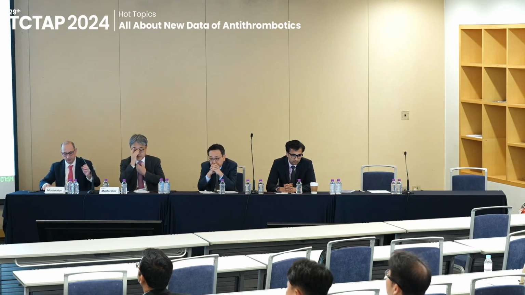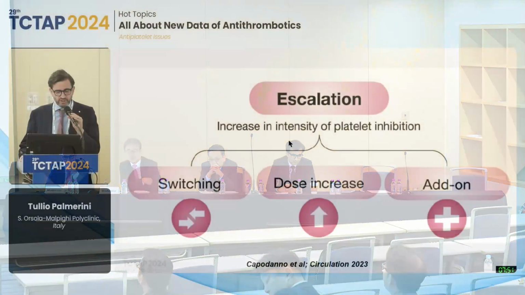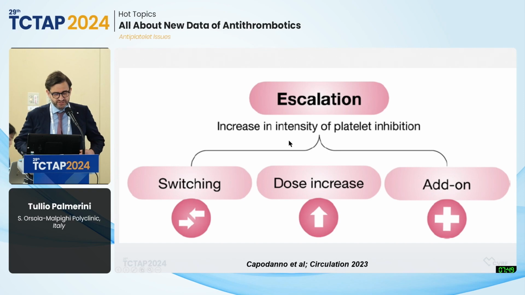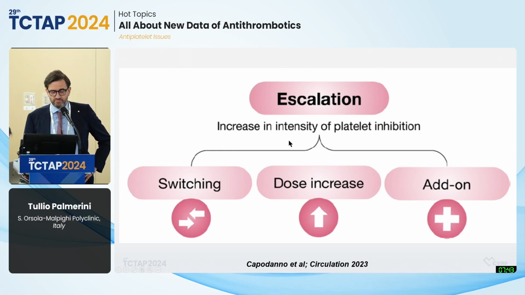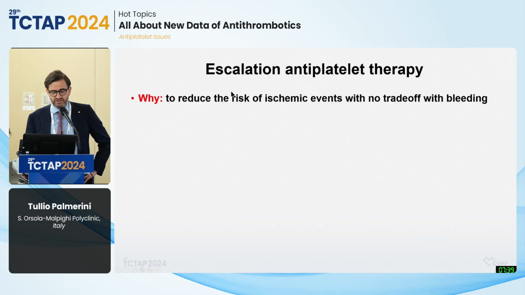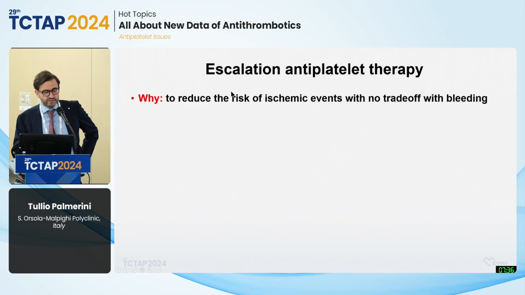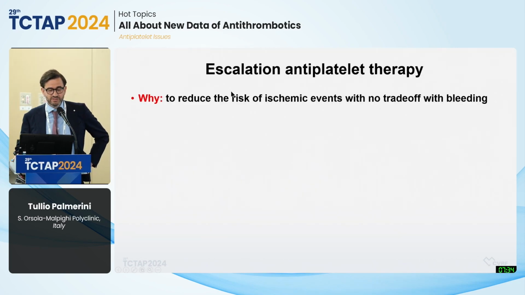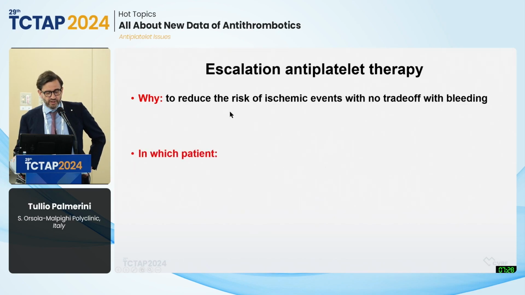Thank you. These are my disclosures. So escalation antiplatelet therapy is increasing the intensity of platelet inhibition by switching to a more potent antiplatelet drug, by increasing the dose, or by adding on to a standard antiplatelet therapy. Why? The rationale of escalation antiplatelet therapy is to reduce the risk of ischemic events without paying a price in terms of bleeding. In which patient?